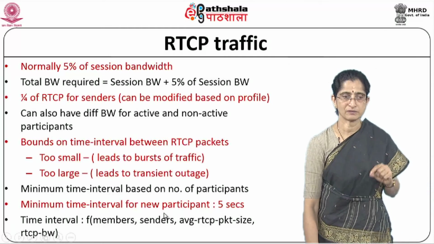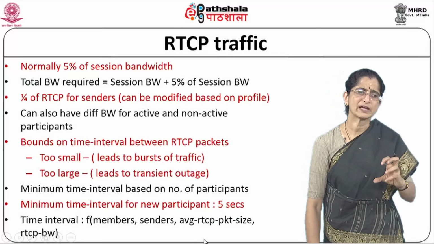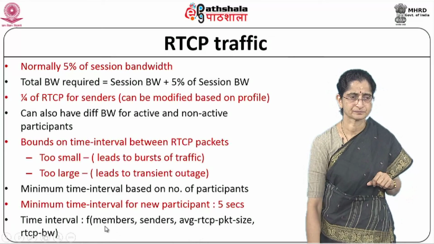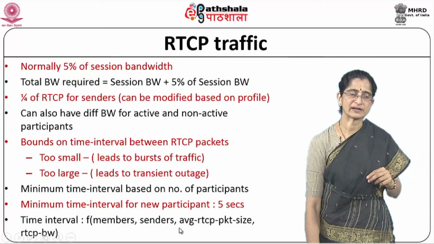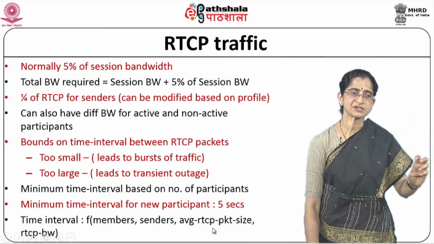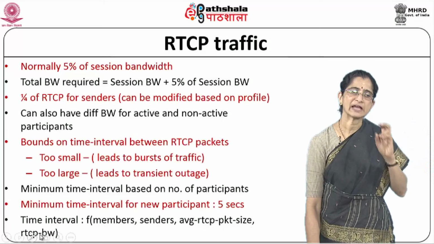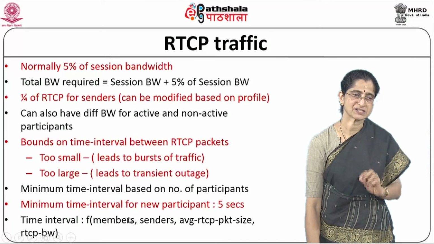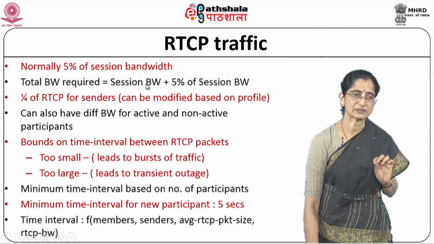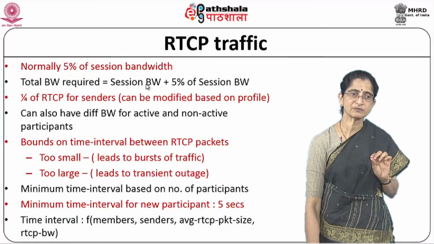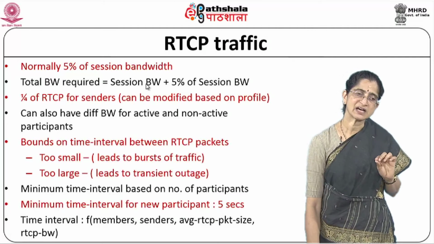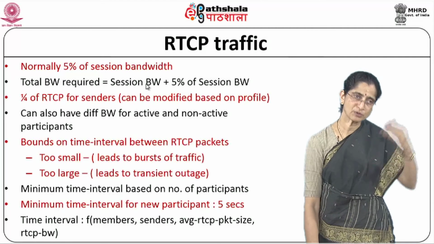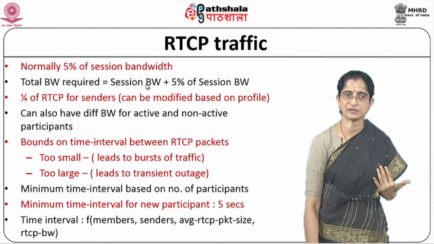So, that is always fixed at about 5 seconds, or it could be made lower, even 2.5 seconds. And the time interval subsequently is calculated as a function of the number of members, the number of senders, the average RTCP packet size and the RTCP bandwidth. We will know the bandwidth that is allocated for this, and the average RTCP packet size we will be able to calculate because we are seeing the different RTCP packets that are being generated.